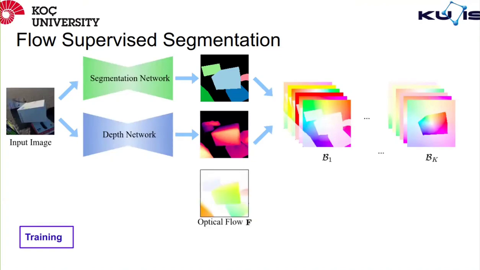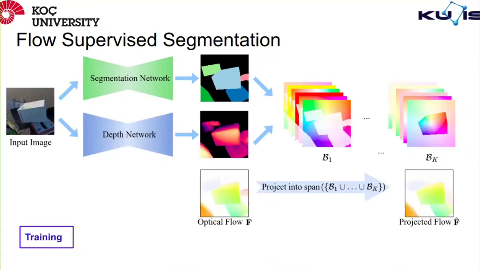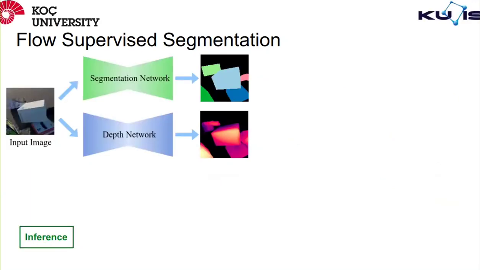Then, given the actual optical flow of the scene as input, which can be either ground truth or estimated using an off-the-shelf network, we project that input optical flow into the space spanned by the basis vectors and obtain the projected flow. If the basis vectors are accurate, then the input optical flow should be close to the projected flow. Therefore, we use the L2 distance between the input flow and the projected flow to train our networks without using any ground truth, segmentation masks, or depth map.